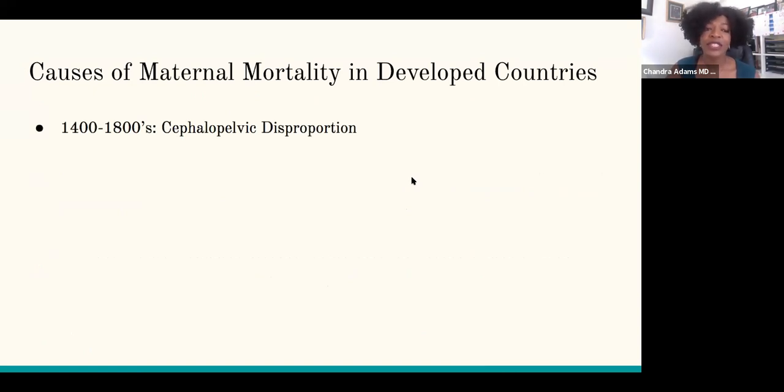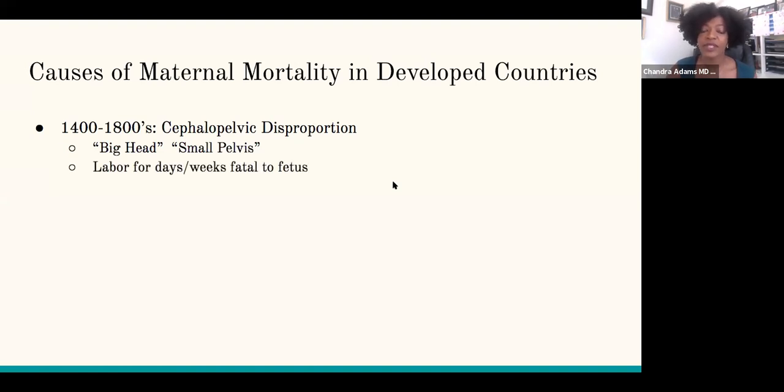In the 1400s through the 1800s, cephalopelvic disproportion. So cephalo means head. Pelvic, of course, refers to the mom's pelvis. Disproportion means that they didn't match up. So in layman's terms, a big head and a small pelvis. So when the baby was not able to fit through the mom's pelvis, she would continue to go into labor. So the body is very wise. It understands when pregnancy is over, it's trying to expel the contents of the uterus. And just because a baby doesn't fit, labor doesn't stop.